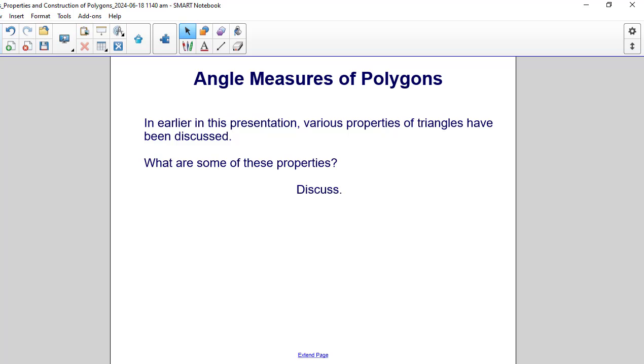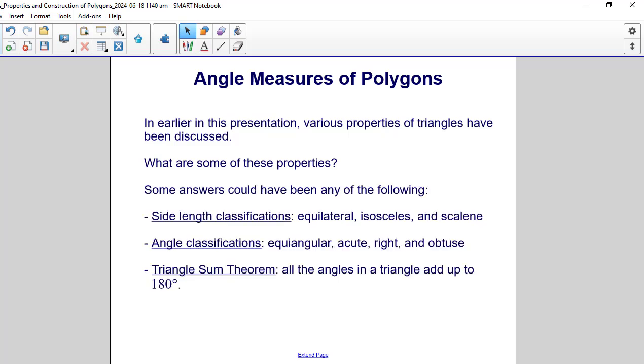If you have the ability to discuss this with a classmate, pause the video and do so now. Or pause the video and make a list of some of these properties that you recall. So what are some of these properties?